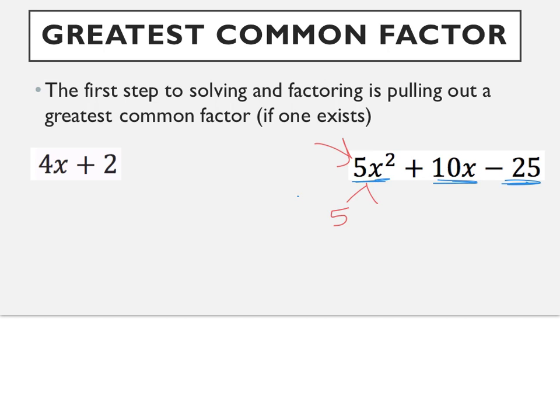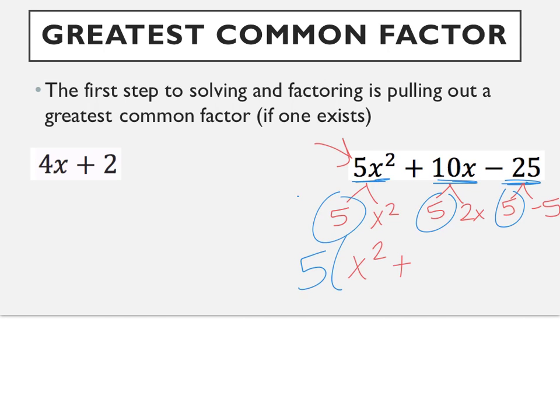So I know that 5 times 1x squared would give me 5x squared. I know 5 times 2x would give me 10x. And 5 times negative 5. So here my greatest common factor is 5. So I pull that out front. And on the inside I'm left with x squared plus 2x minus 5. So that is a recap on pulling out a greatest common factor and also distributing in.